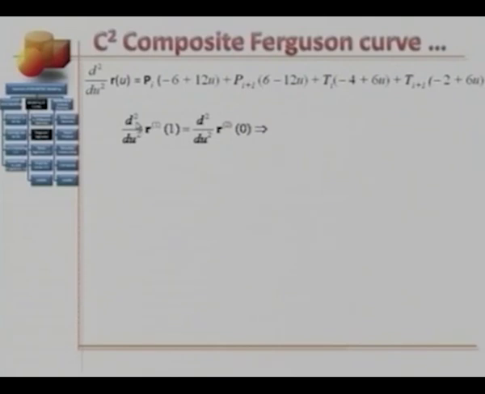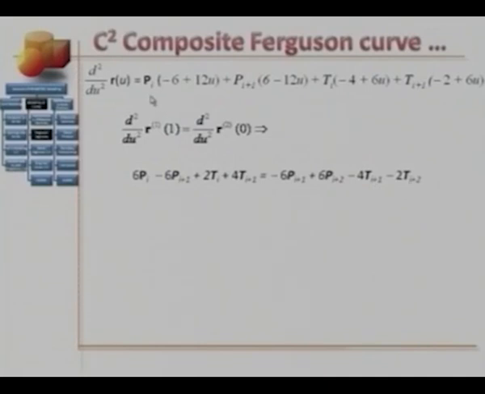Noting that the second derivative of the first segment at u equals 1 equals the second derivative of the second segment at u equals 0, we get 6 p_i minus 6 p_(i+1) plus 2 t_i plus 4 t_(i+1) equals minus 6 p_(i+1) plus 6 p_(i+2) minus 4 t_(i+1) minus 2 t_(i+2). How did we get this equation?